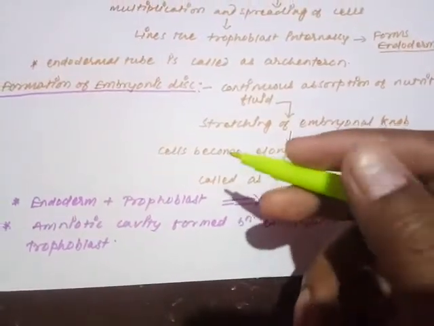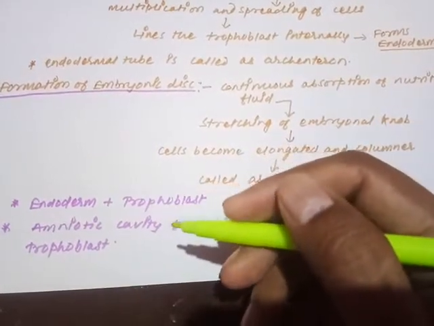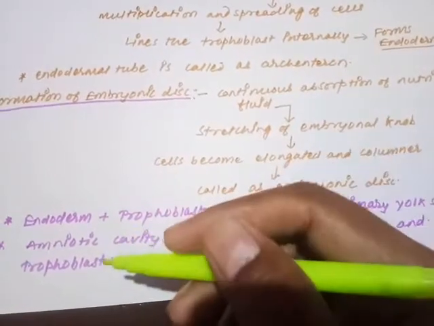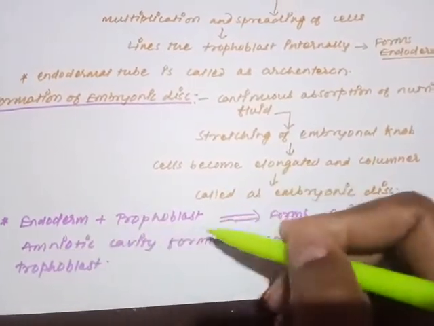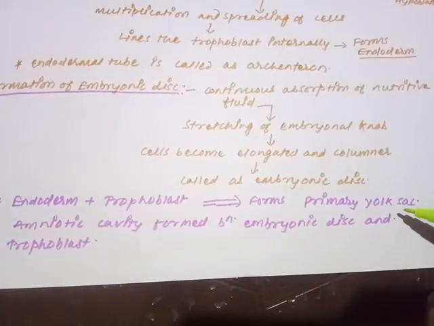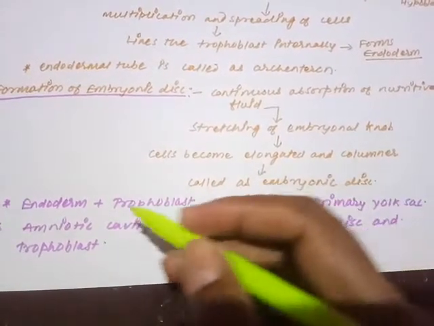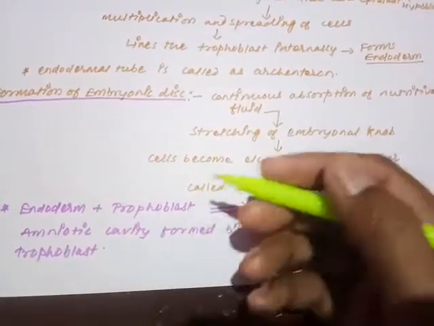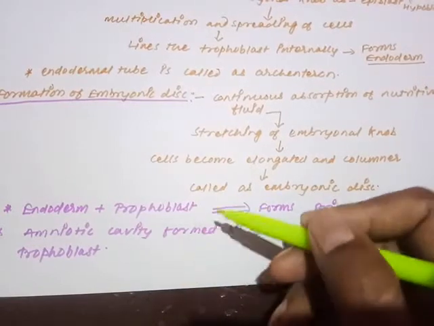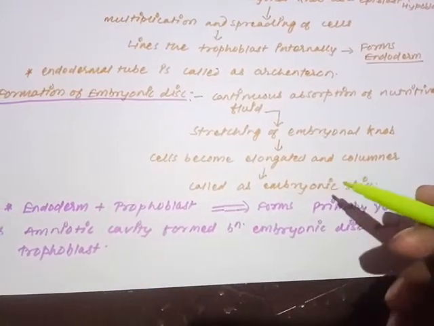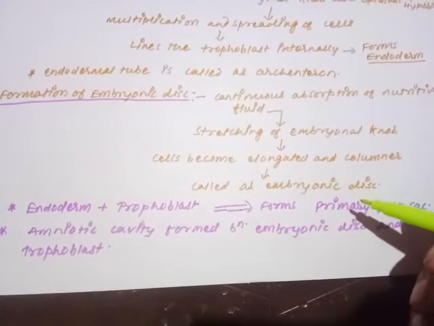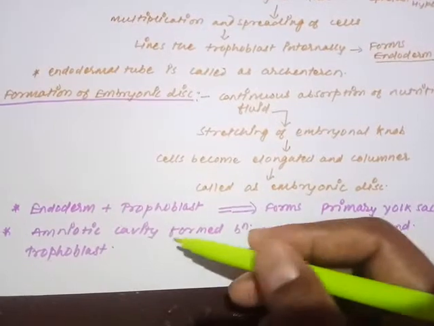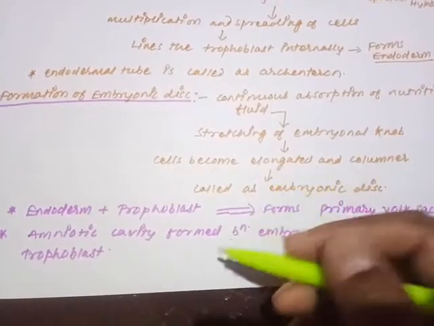My dear child, now you can see with the help of the diagram also, and you can understand. Now the endoderm is produced just below the trophoblast. So endoderm and trophoblast combinedly form the primary yolk sac, once again a part of the fetal membrane. Similarly, just above that the amniotic cavity is produced in relation to the embryonic disc. The embryonic disc is now produced by the elongation of the cells of the embryonal knob. So just above the embryonic disc, an amniotic cavity is present.